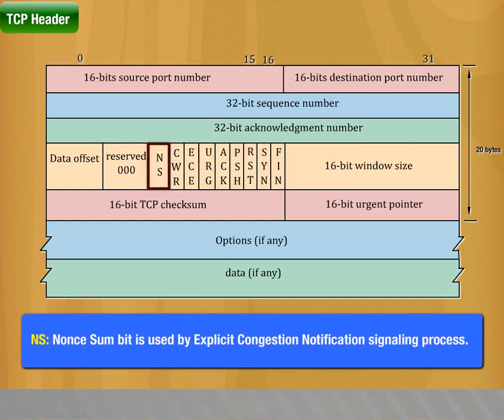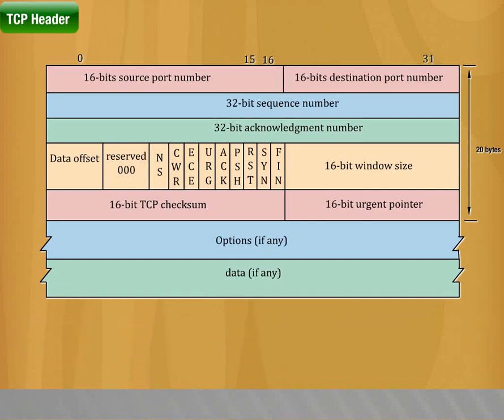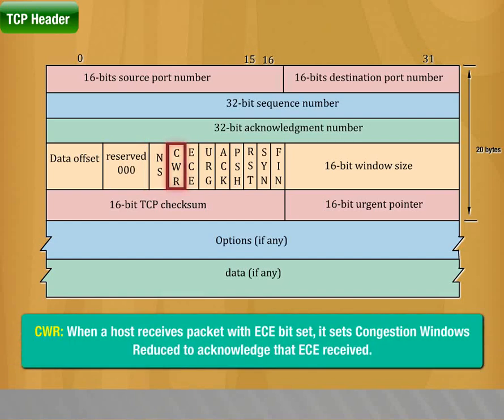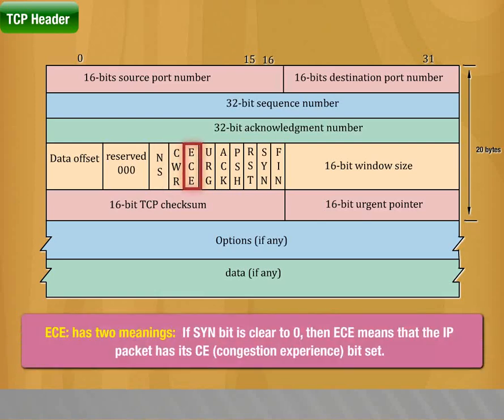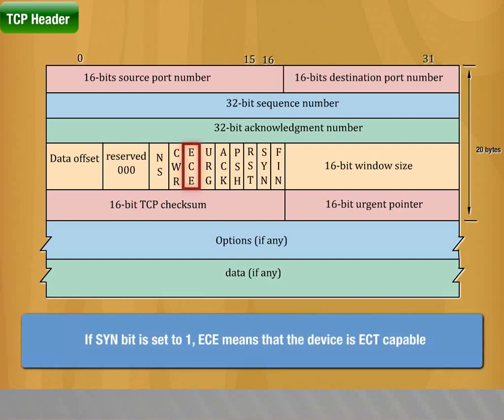NS, the nonce sum bit, is used by the explicit congestion notification signaling process. CWR: when a host receives a packet with the ECE bit set, it sets congestion window reduced to acknowledge that ECE was received. ECE has two meanings. If the SYN bit is clear to 0, then ECE means that the packet has its CE, that is congestion experience, bit set. If the SYN bit is set to 1, ECE means that the device is ECT capable.